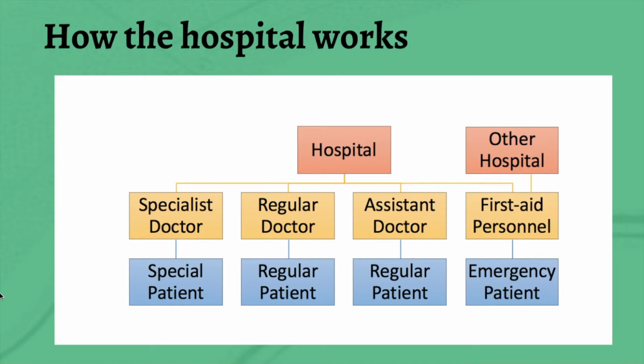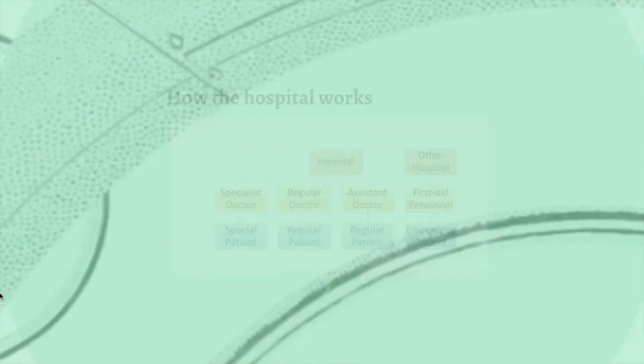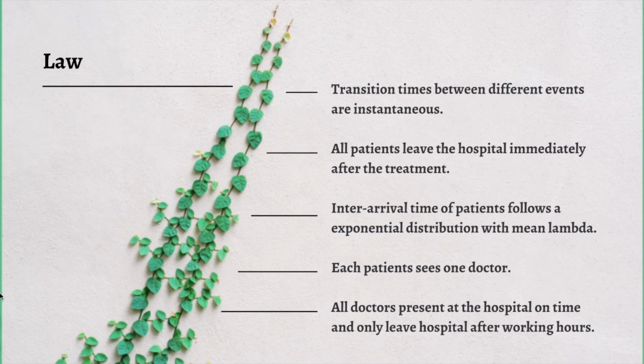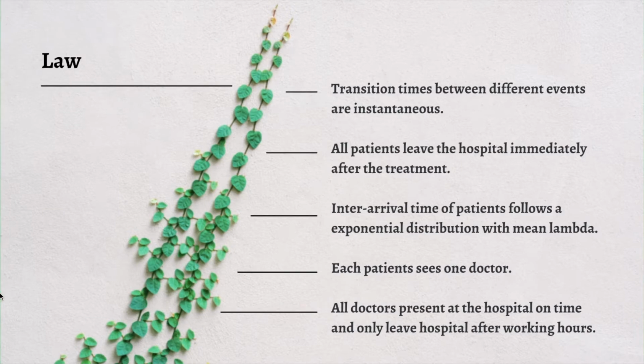Since Sigma has a limitation on the number of variables implemented, we simplify the model in order to simulate the system using Sigma. For our assumptions, we have laws and policy. For laws, firstly, the transition times between different events are instantaneous. Secondly, all patients leave the hospital immediately after the treatment. And next, the inter-arrival time of patients follows an exponential distribution with mean lambda. And lastly, each patient sees 1 doctor, and all doctors are present at the hospital on time and only leave the hospital after working hours.